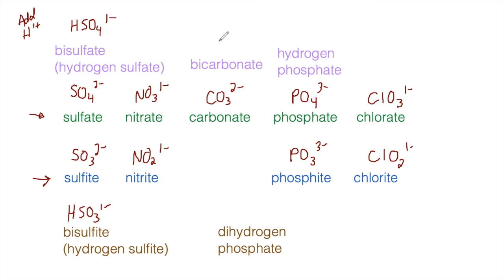We can do it to carbonate. So we'll add an H, making HCO3, and then we add the +1, which changes the charge to -1. So this is the bicarbonate ion. I guess you could call it hydrogen carbonate, but nobody ever does. It's really commonly known as bicarbonate.